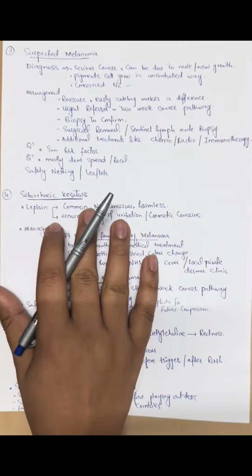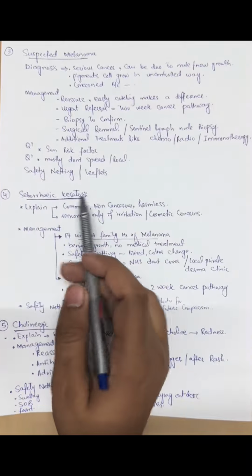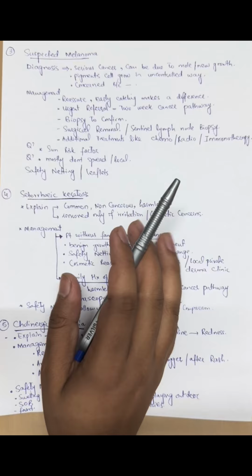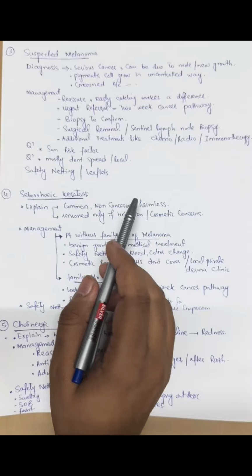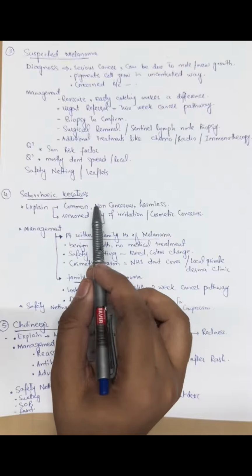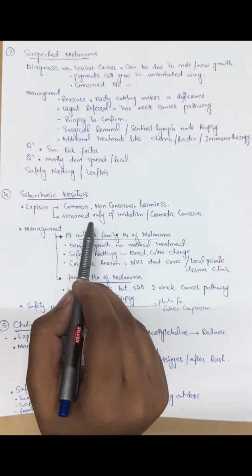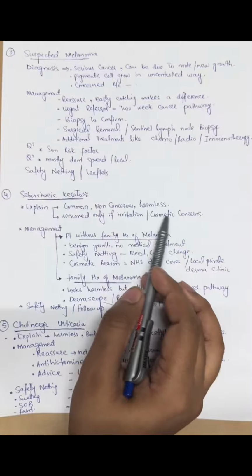Then is seborrheic keratosis, right? So you have to explain the diagnosis, tell them that it's a very common, non-cancerous, harmless condition of the skin, right? A lesion of the skin. Sometimes they are really concerned about the lesion, so they think it's a cancer. Tell them it's a non-cancerous harmless condition, right? And tell them that it can be removed only if there is irritation or for cosmetic concerns.